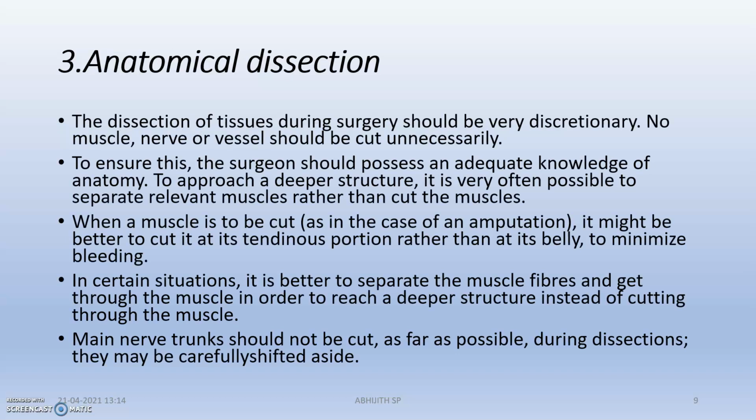Anatomical dissection. Whenever we are going to dissect during surgery, we should have a proper detailed idea of the muscles, nerves, and vessels which we are going to cut. This knowledge will help us to properly dissect the body and do the surgery properly without any amputations.